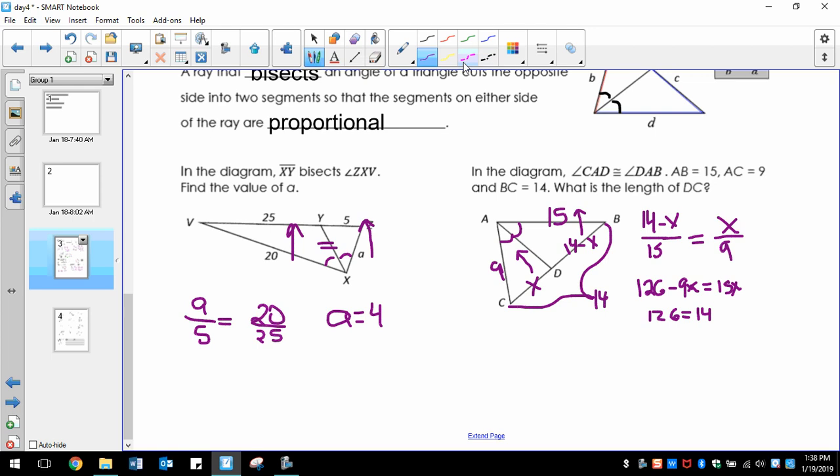No, sorry. I wrote that as a 5 instead of a 15. There, okay. So that's 24x. So when you divide 126 by 24, we get 5.25. Alright, so that is a pretty straightforward application of either of those two rules.